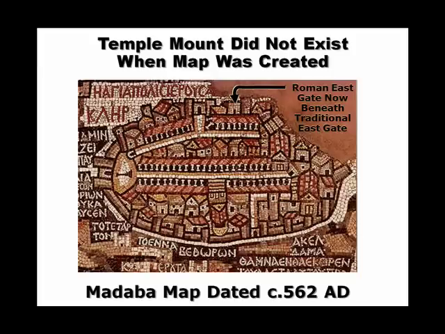The Madaba map, dated circa 562 AD, was found in the floor of a Byzantine church in Madaba, Jordan. The Temple Mount did not exist when this map was created. For example, the Roman East Gate, now beneath the traditional East Gate, the Muslim Gate, was confirmed to exist in 1972 AD when archaeologist James Fleming went and examined matters.